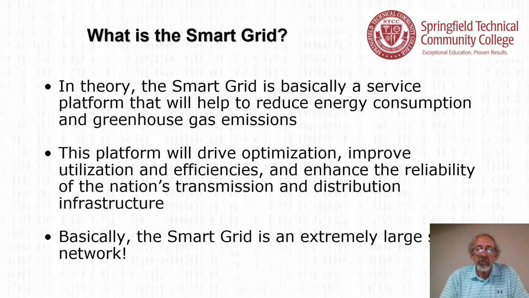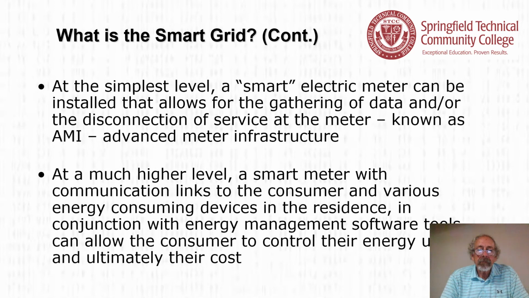Basically, the smart grid is an extremely large sensor network. At the simplest level, a smart electric meter can be installed that allows for the gathering of data and/or the disconnection of service at the meter, known as AMI, Advanced Meter Infrastructure. At a much higher level, a smart meter with communication links to the consumer and various energy-consuming devices in the residence, in conjunction with energy management software tools, can allow the consumer to control their energy usage and ultimately their cost.